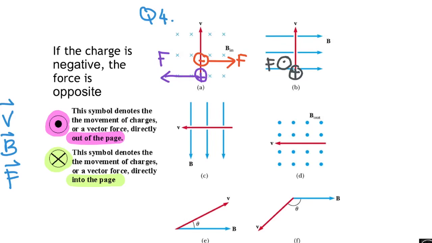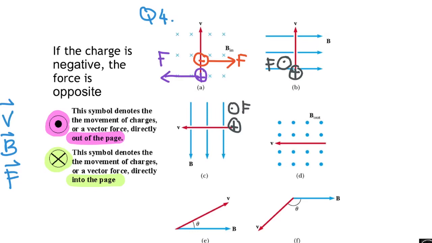Then you will have the third one, C. B is downward, index finger downward. Velocity is to the left. So your thumb will be out for positive charge, will be out of the page.